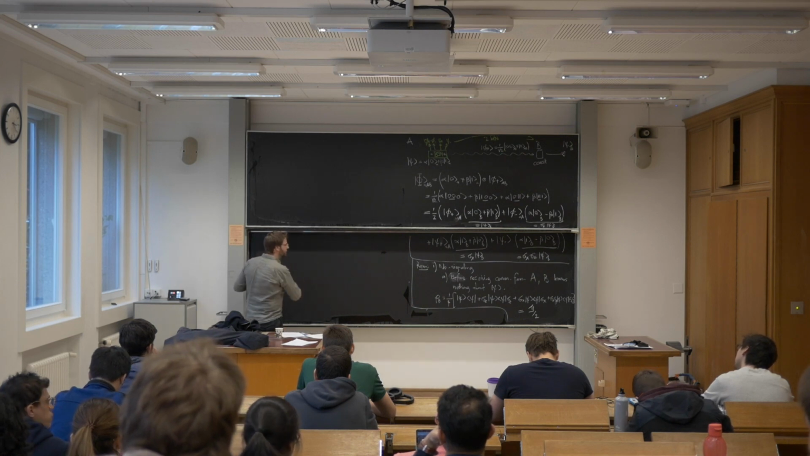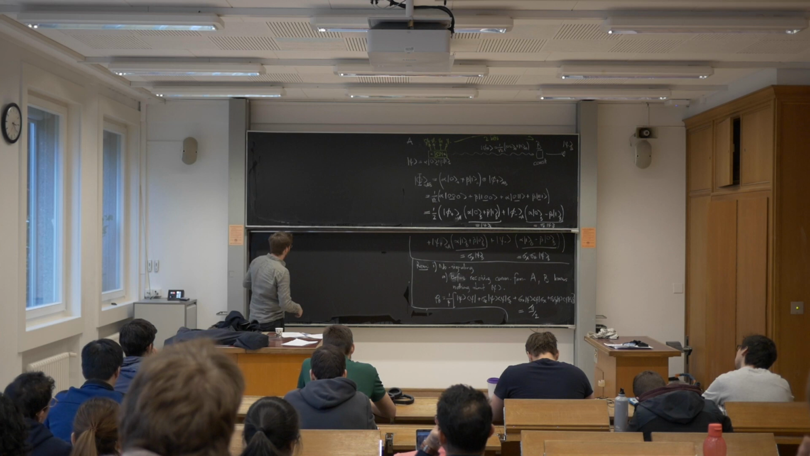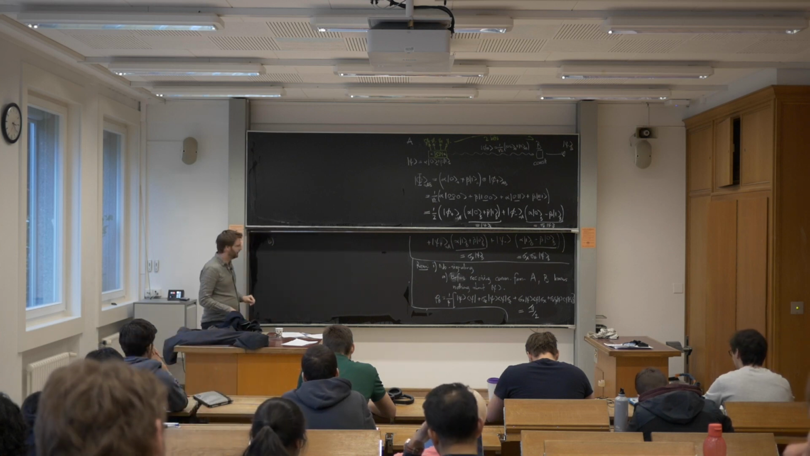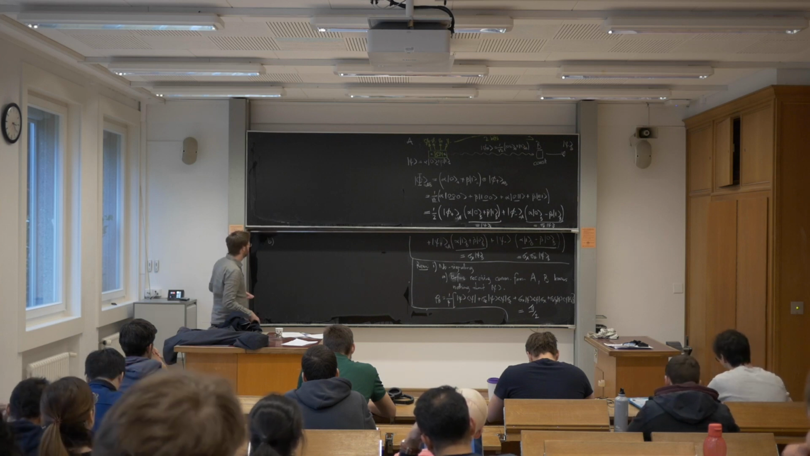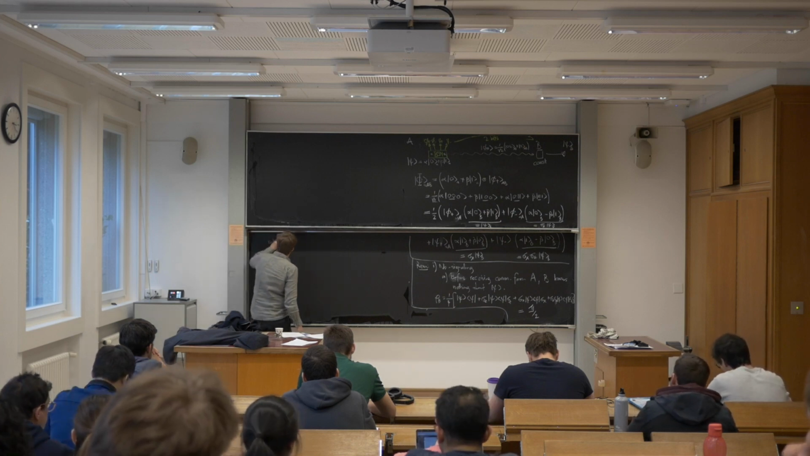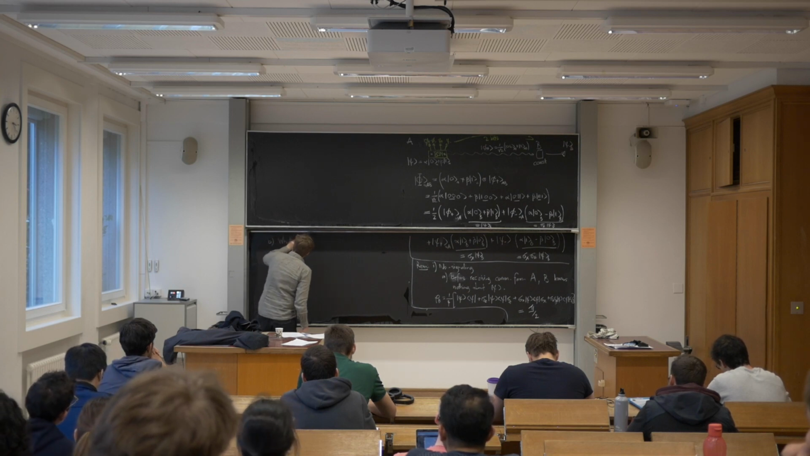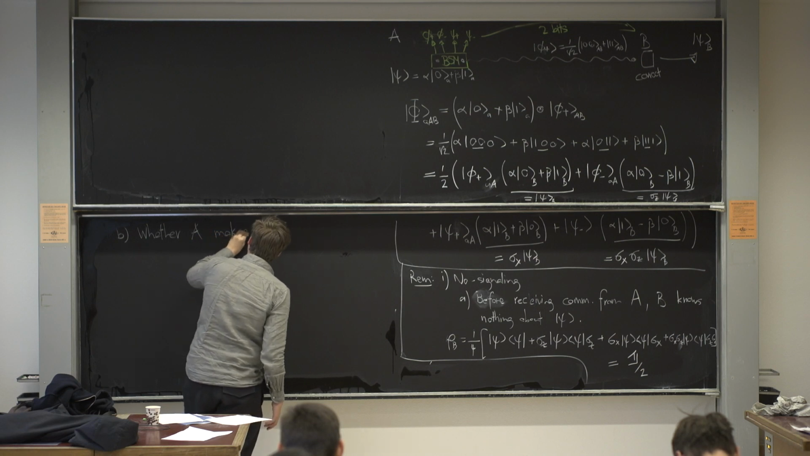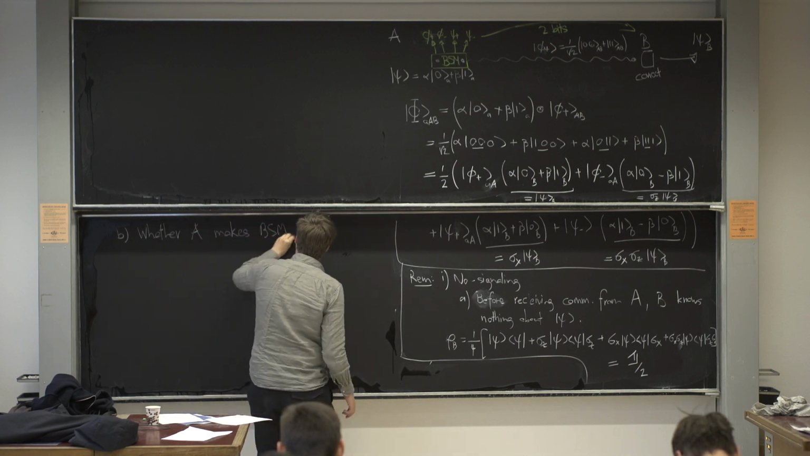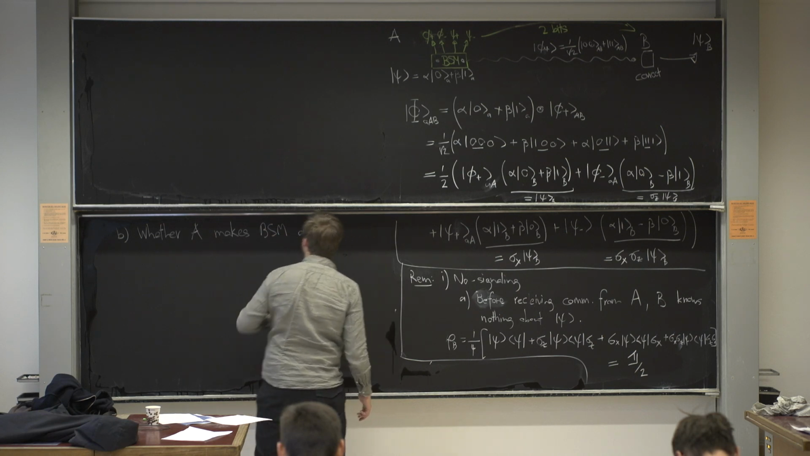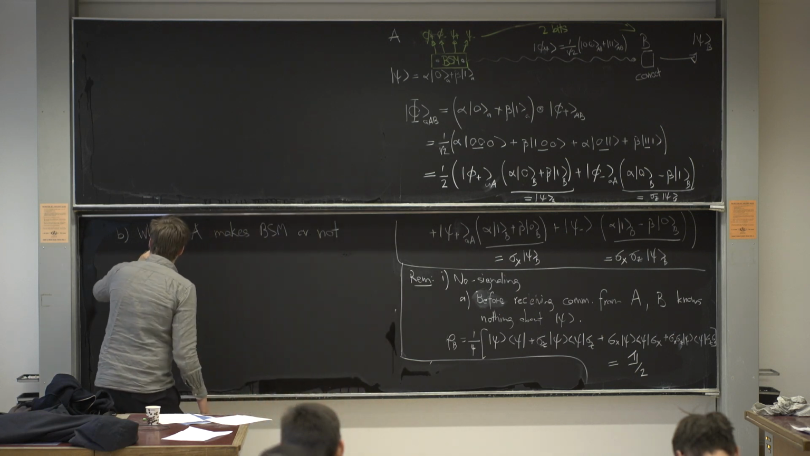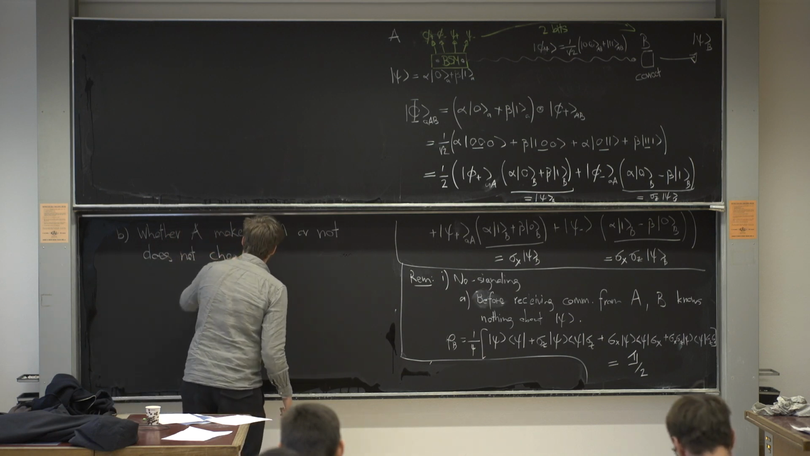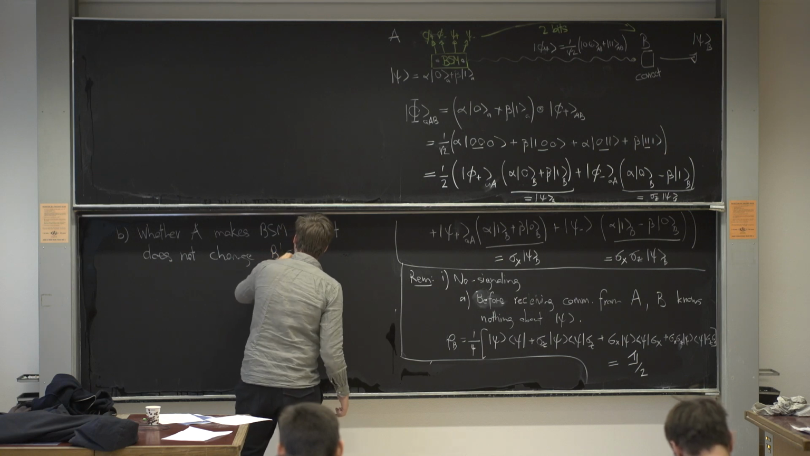Okay, so maybe I continue here. There is in fact a second part to this, which is the fact that whether A actually makes the Bell state measurement or not does not change Bob's state.